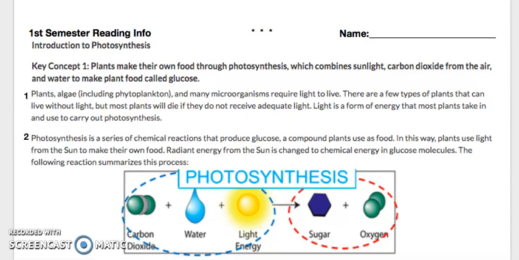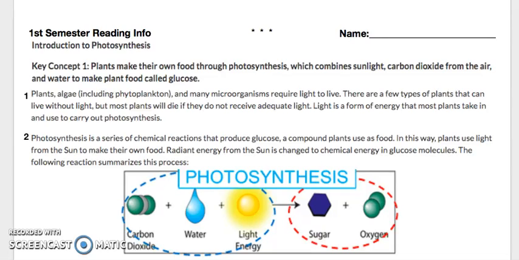Hey guys, welcome to your first semester review, starting with Introduction to Photosynthesis. Our key concept, which is basically one of our I can statements, is you need to understand that plants make their own food through photosynthesis, which combines sunlight, carbon dioxide from the air, and water to make plant food called glucose. Glucose is basically a type of sugar.